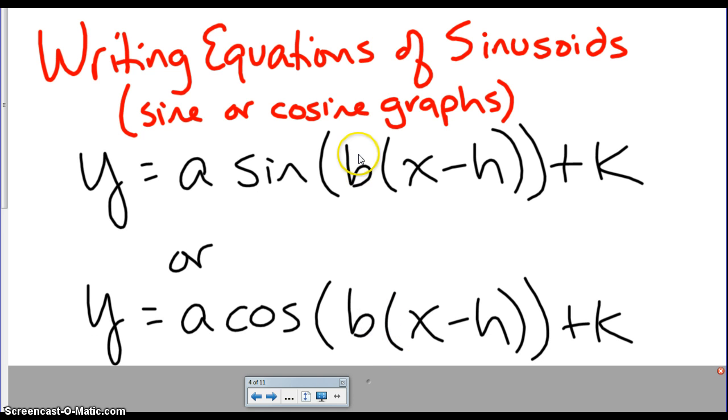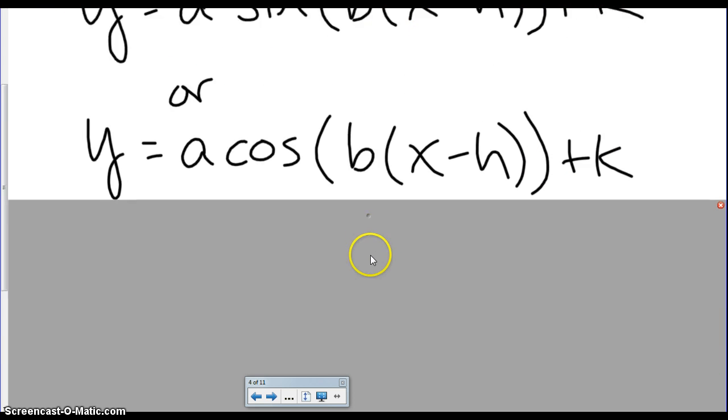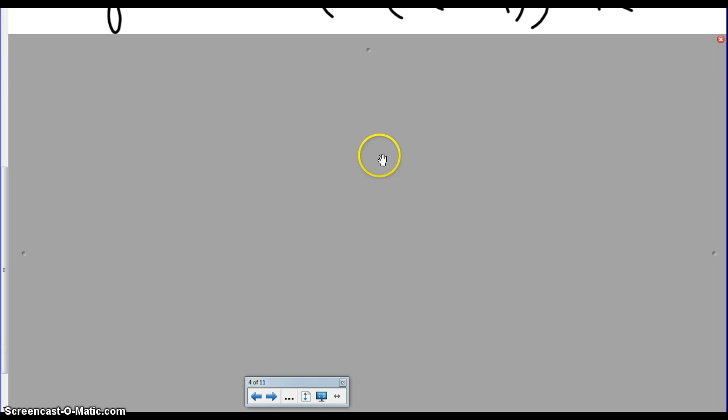As you saw in the gizmo the other day, these are the parameters that we can use to transform basic sinusoids, sine or cosine graphs. So we've got A, which affects the height of the wave, the amplitude; B, which affects the period and the frequency of the graph; H, which shifts it left or right; K, which shifts it vertically, up or down. In addition to that, we need to know the four basic parent functions.